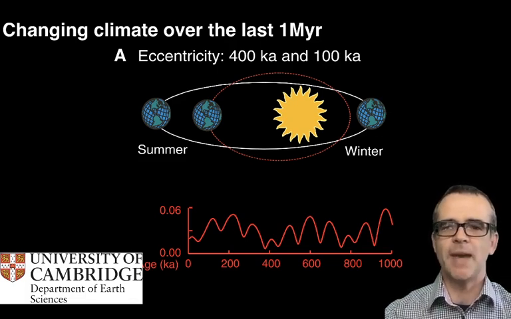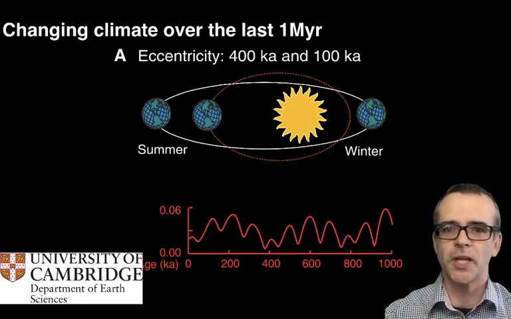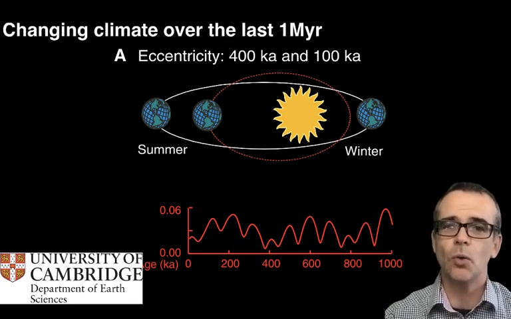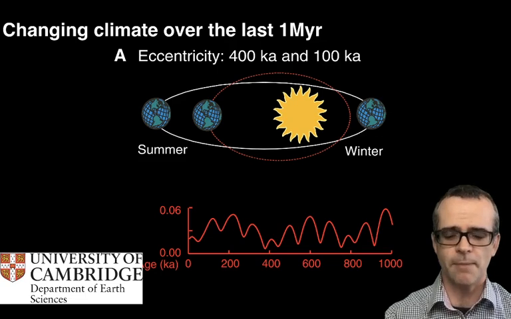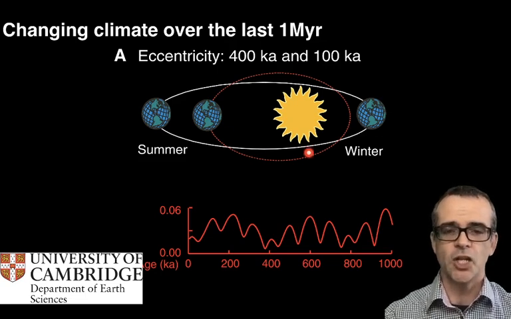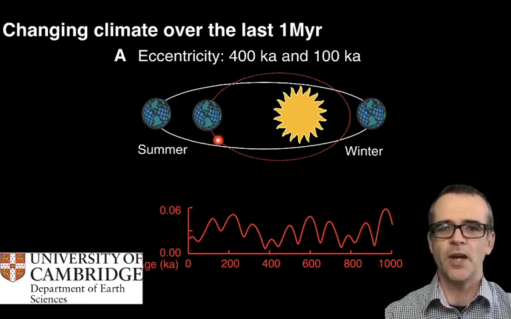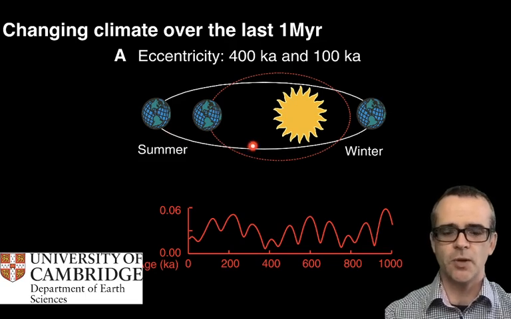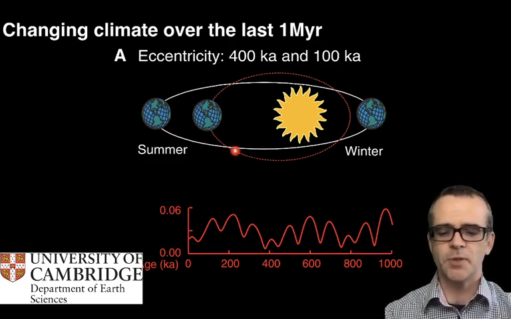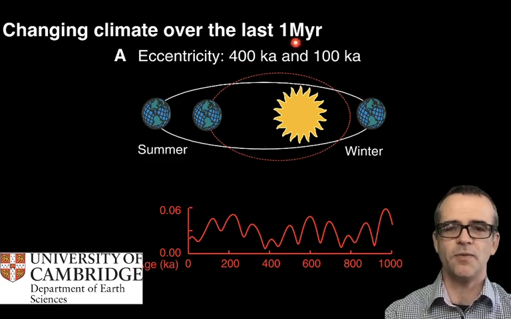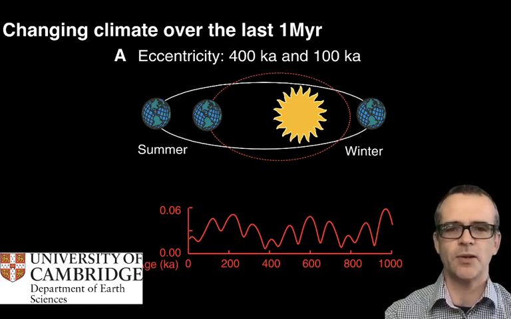Well, it's mainly changes in astronomical parameters, changes in the Earth's orbit, which influence the amount of solar radiation that's received over time. Firstly, changes in the shape of the ellipse of Earth's orbit around the Sun to a more eccentric ellipse with a regular periodicity between 400 and 100,000 years.